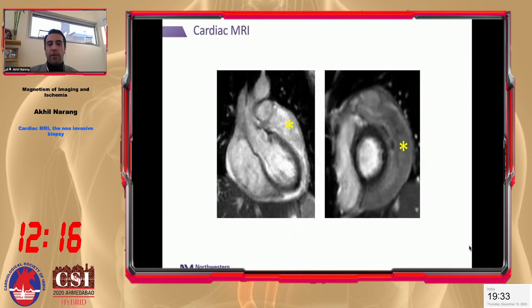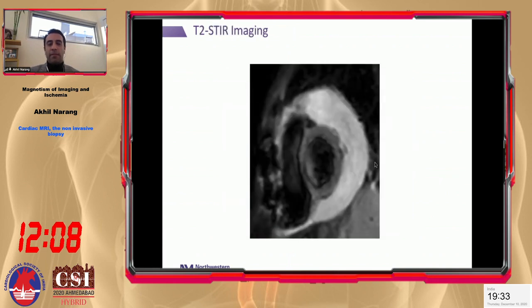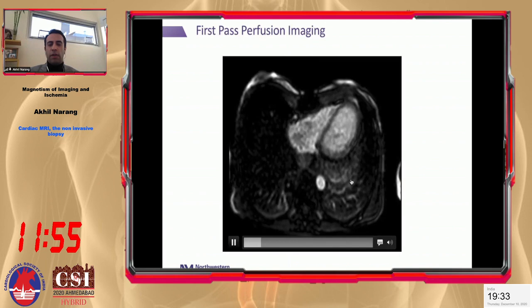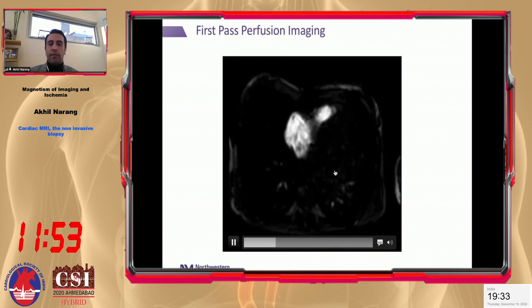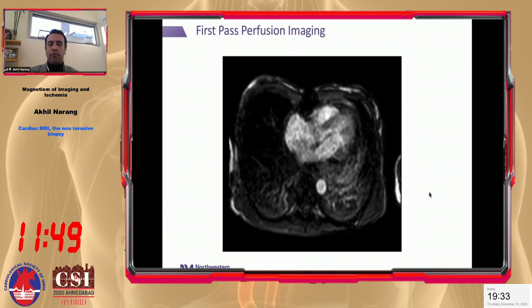Then if I further characterize this with T1 weighted black blood imaging and fat saturation, the image does not saturate out, indicating that this is not fat-based. Now, what's very interesting, STIR imaging allows me to look at edema. This is hyper-enhancing, so this is a very edematous mass that's outside the heart. If I look at first pass perfusion, which is injecting a few cc's of contrast, I can see in this bottom portion of the screen that there is some uptake of contrast, which suggests there's vascularity to this as well.